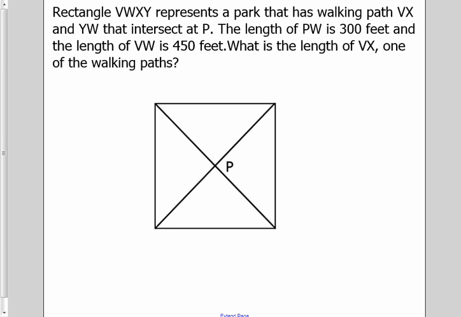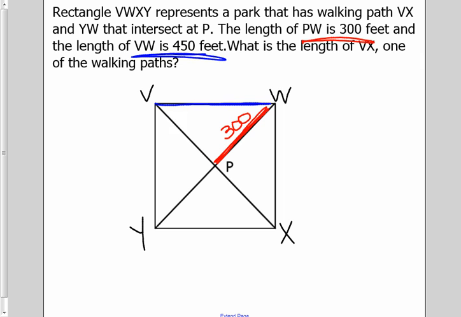So it says rectangle VWXY. We should label that for you. VWXY represents a park that has walking path VX and YW that intersect at P. The length of PW is 300 feet. So that's some important information here. PW is 300 feet, so we want to make sure we label PW. And the length of VW is 450 feet. What is the length of VX?